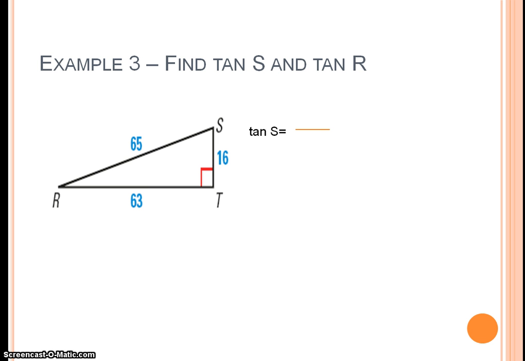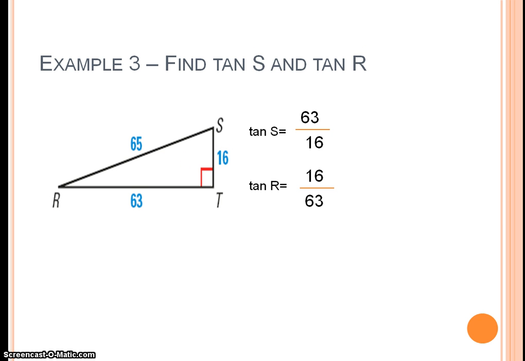So find the tangent of S. If I locate where S is here, if I want to find the opposite, it would be 63, and the adjacent leg would be the 16. So as you can see in this problem here, I'm not using the hypotenuse at all. So when I do the tangent of R, say the angle R is down here, when I do opposite, the 16 is now on top and the 63 is on the bottom.